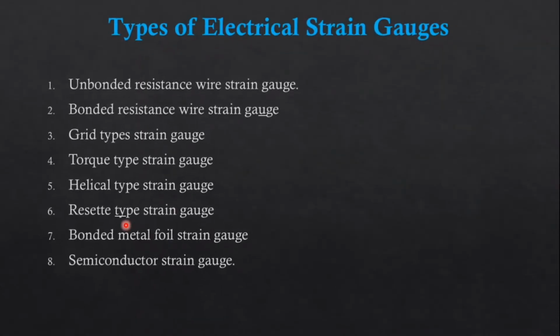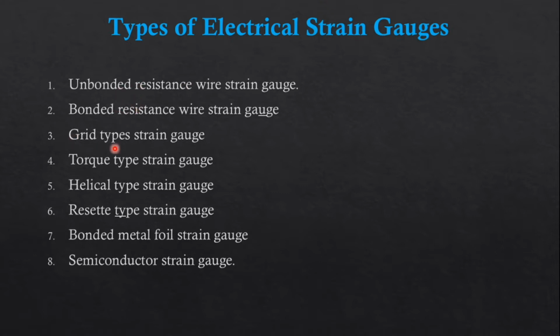So starting with the types of electrical strain gauge, we have a total of 8 different types of strain gauge. The first one is the unbonded resistance wire strain gauge. The second one is the bonded resistance wire strain gauge. In this video lecture we are going to study these two different types of resistive type strain gauge. So these two come under the resistive type strain gauge.